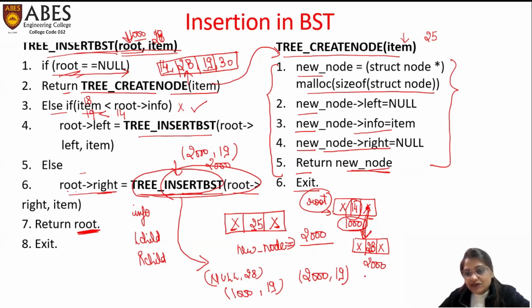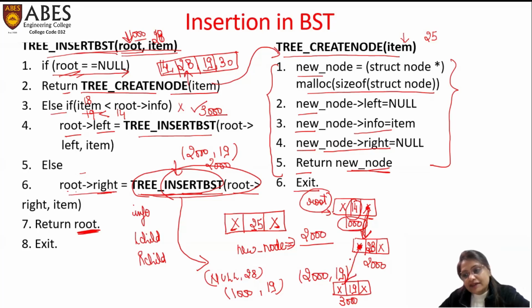Okay. Then it will allocate a block like this in the memory, in which the info part will be 19. Then left child will be null, right child will be null. And the address written here, which is 3000, will be assigned here. It means root left will be connected to 3000 now. And this is root left. This will be connected with this node now.